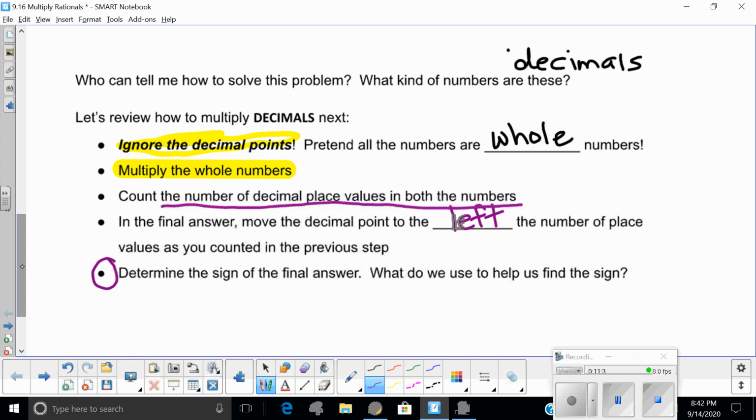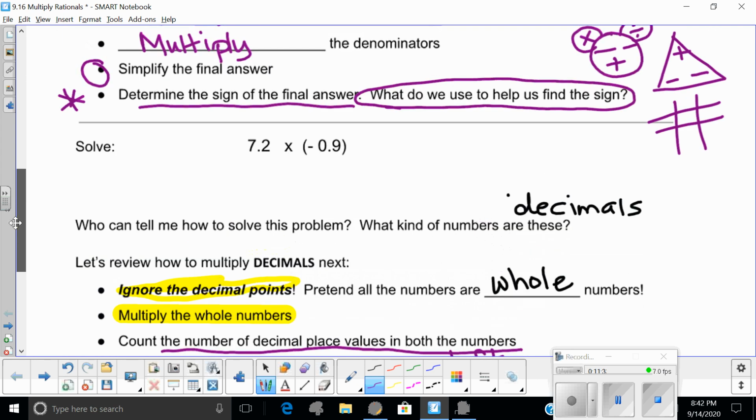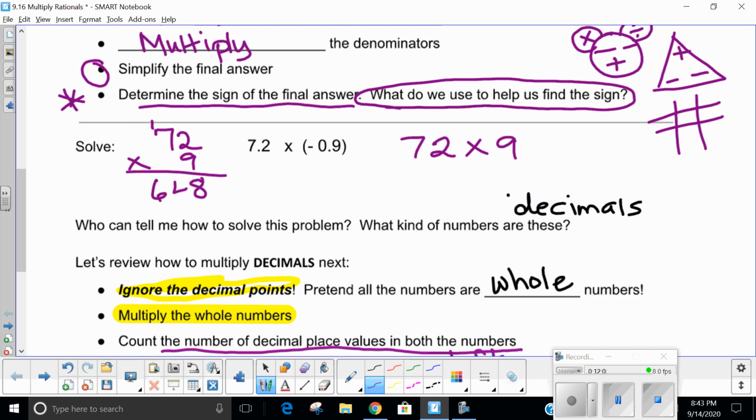So let's go back up and let's actually do this problem together. Now remember what the first step is. Ignore the decimal point. So let's rewrite this. Just get rid of the decimal point. So we're going to say 72 times 9. You guys can do 72 times 9. So 9 times 2 is 18, carry the 1. 9 times 7 is 63 plus 1 is 64.